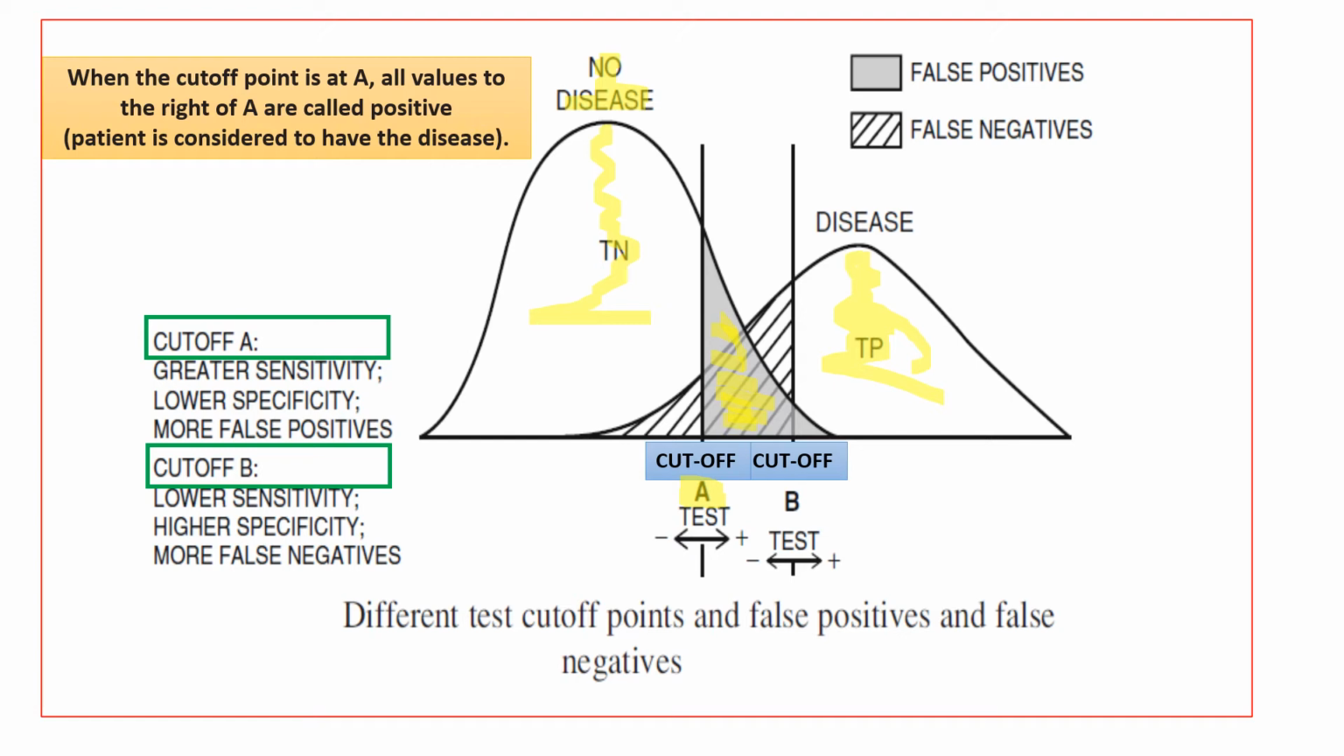So in cutoff A, you can see greater sensitivity, lower specificity, and more false positives. And about cutoff B, you can see lower sensitivity, higher specificity, and more false negatives.